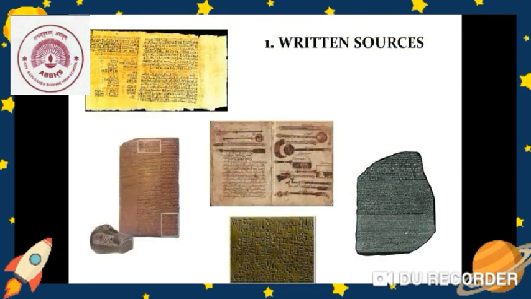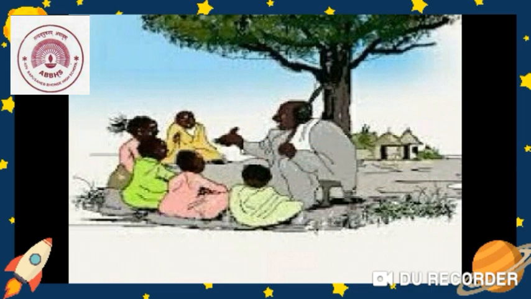Second one, written sources. Evidences that are in written form, for example books, manuscripts, bhujapatras, etc., are called written sources. Third one, oral sources. Sources in oral form, for example traditional stories, songs, etc., are passed from generation to generation orally. Those sources are known as oral sources.